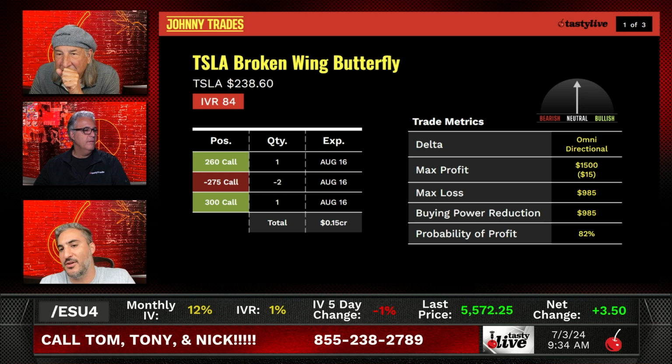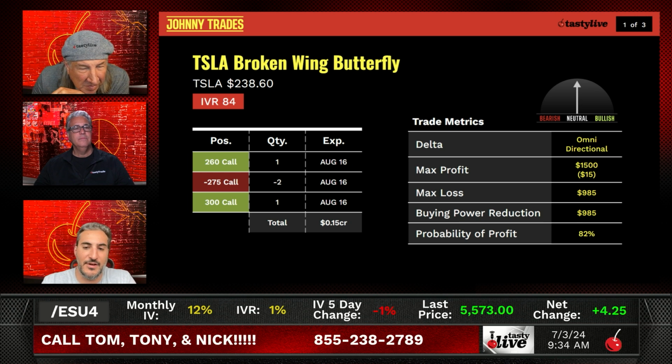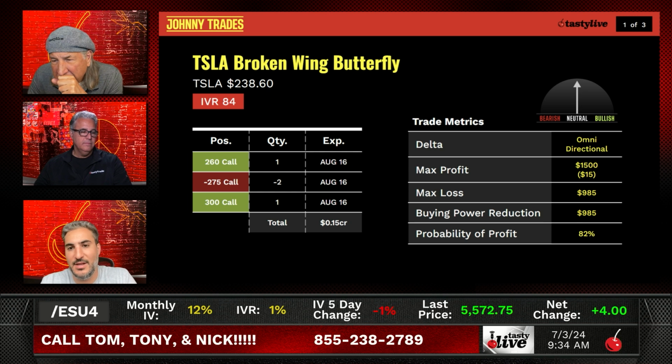Tesla's all-time high, or at least 52-week high, is right around 300. That's where your max risk is here. 290 is your break even here. So if you're playing for maybe a grind higher, or sideways, or no movement, this is kind of a play on that.